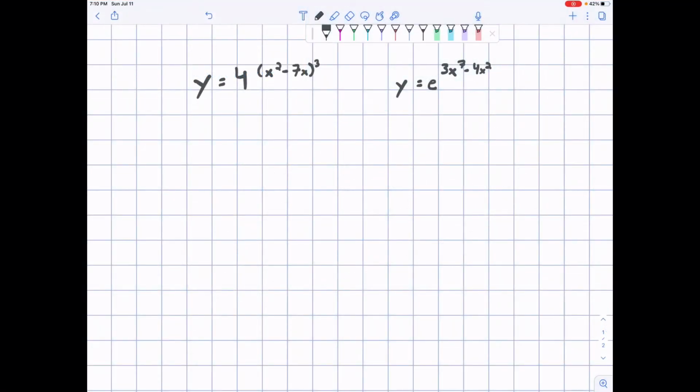Hey everyone, it's Johnny Castles here from Prime Academy, and for today's example question, we're going to be focusing on how we can take the derivative of an exponential function.